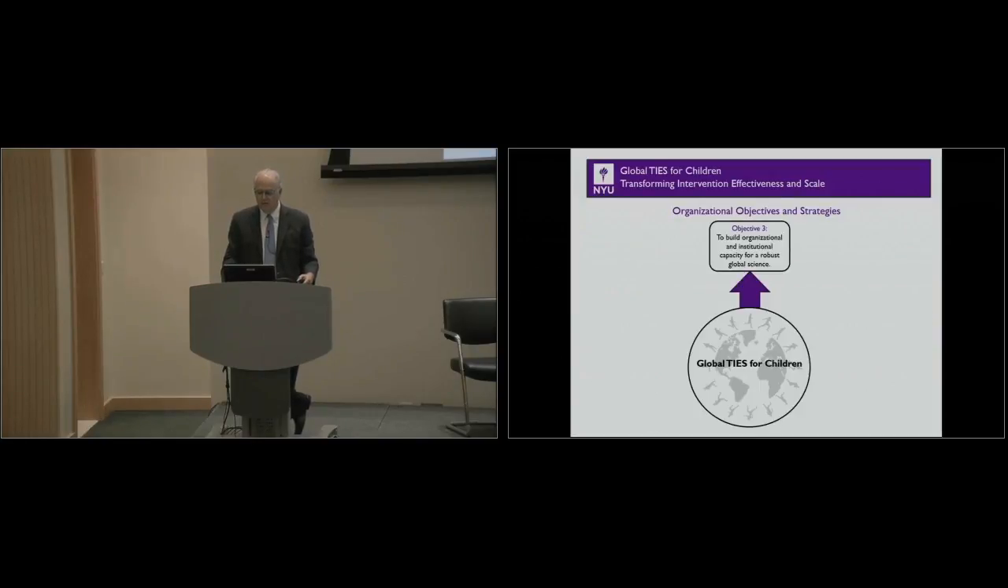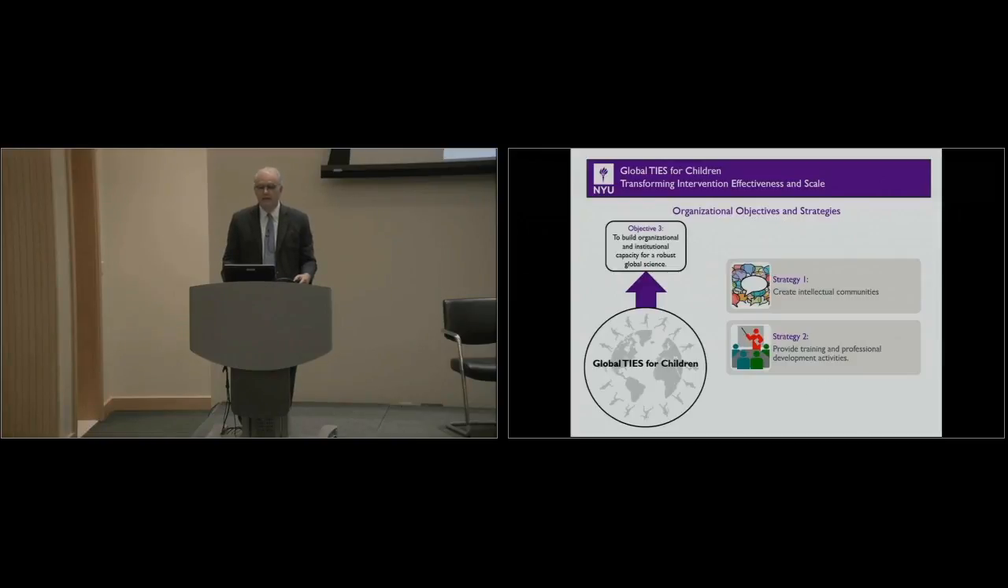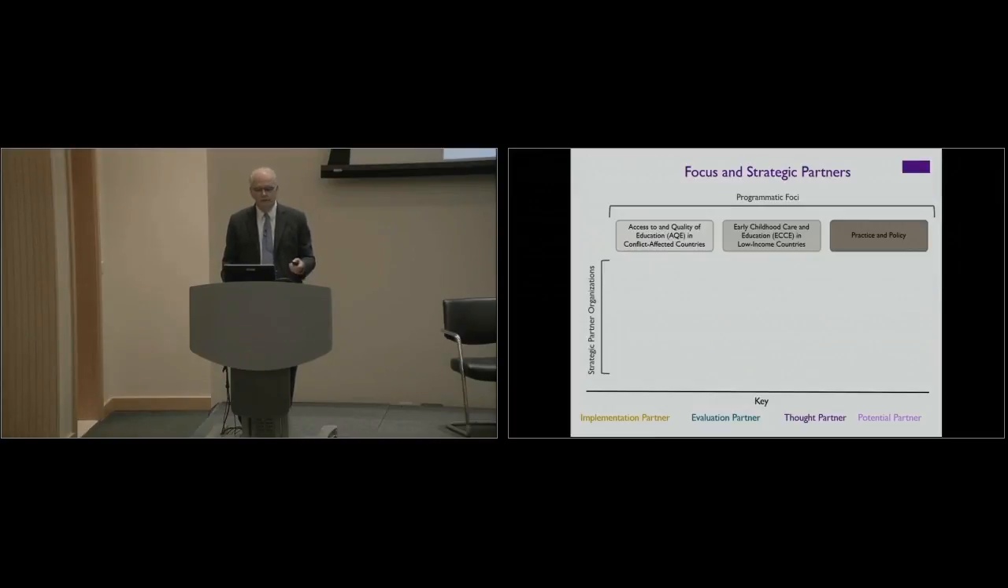The third objective is to build the organizational and institutional capacity for a global science of children's development. And that's one of the great shining stars that I believe NYU's Global Network University, with NYU Abu Dhabi right in the middle of it, can achieve. The strategies there include creating intellectual communities. We've created a lot already, and providing training and professional development activities. We do this. No university in the world can do this, even one that is engaged and diverse and with wings and feet in so many places, without strategic partners.